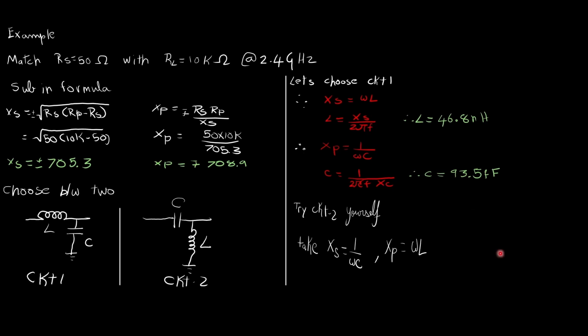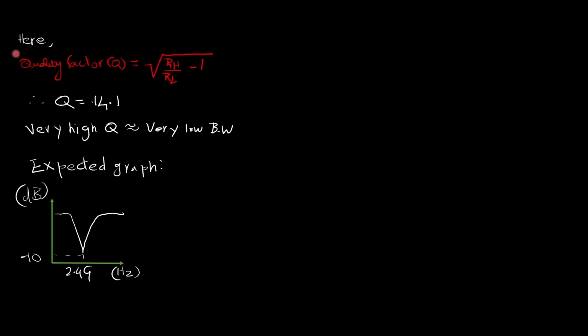You can actually try the circuit yourself. This is the formula that is required for you to design the second circuit. And one more important thing to notice here is the quality factor. For this matching network, the quality factor is around 14.1. Here the quality factor is very high, hence we can expect a very low bandwidth, and this is the expected graph. Now let's try to simulate this in Cadence and see whether we get the required value.